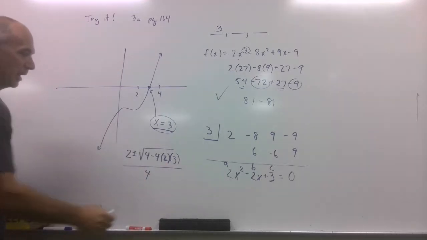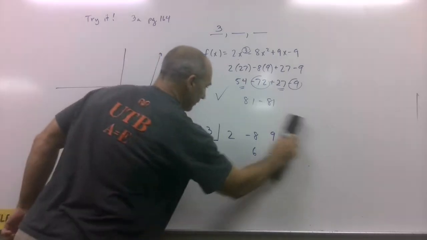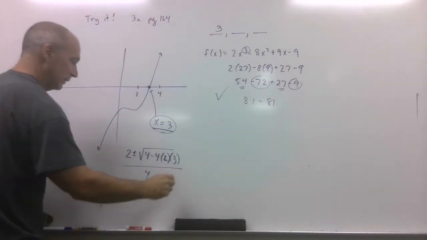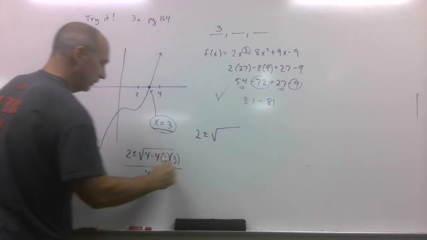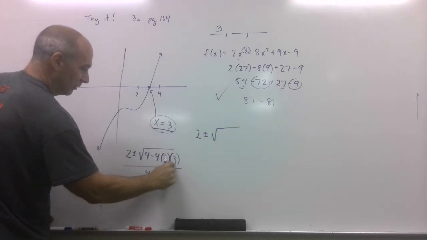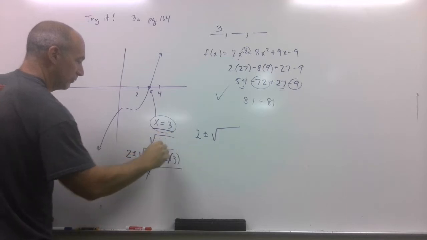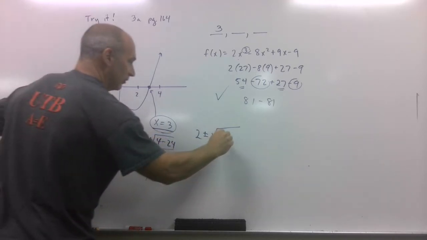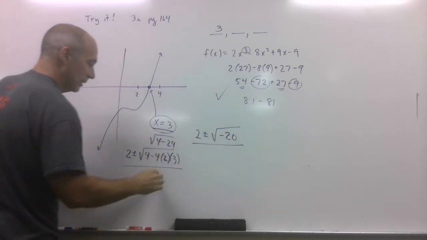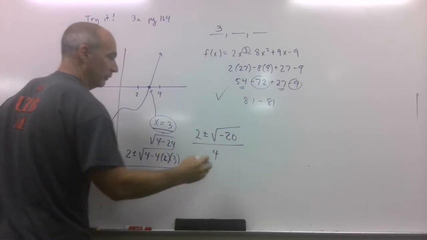Now let's clean this thing up. I'm going to get rid of this. You can rewind it if you need to. So I get 2 plus or minus the square root. 4 times 2 is 8. 8 times 3 is 24. So I really get the square root of 4 minus 24, which is negative 20. You can see imaginary numbers are coming over 4.